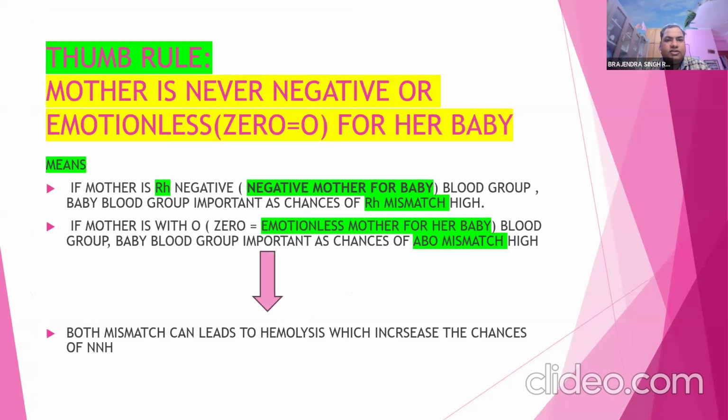So now, since today, just focus on this slide. This is a thumb rule, made by just me to learn and memorize that mother is never negative. Mother is never negative or emotionless for her baby. Means माँ कभी भी अपने बच्चे के लिए नेगेटिव नहीं सोचती है. नेगेटिव मतलब RH नेगेटिव नहीं होना चाहिए.